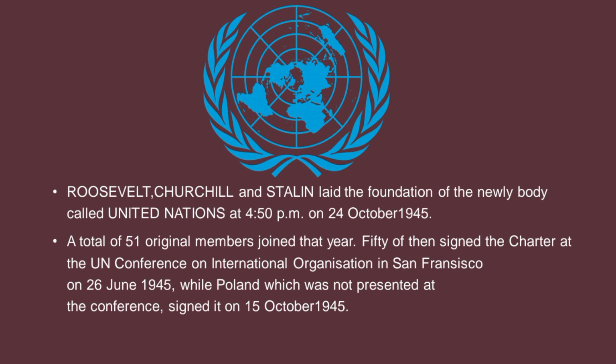A total of 51 original members joined that year. 50 of them signed the charter at the UN Conference on International Organization in San Francisco on 26 June 1945, while Poland, which was not present at the conference, signed it on 15 October 1945. So this means that Poland was not present at the conference, but it signed on 15 October 1945 and became a member of the United Nations.